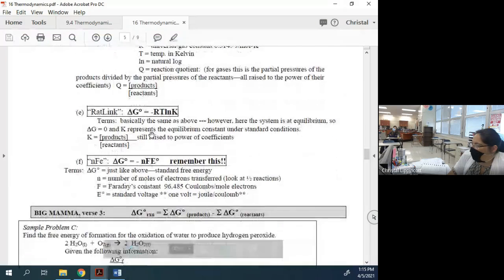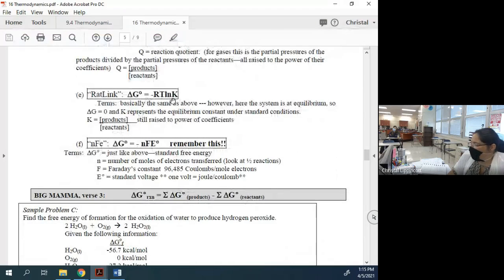This is called RATLink, and that's what I think of when I do this one. This one is on your AP sheet here, fourth from the bottom on this side. It is delta G prime, so that means it's at standard conditions, which means your T value is going to be 298, minus R, but again, we've got to divide that R by 1,000, times the natural log of K, your equilibrium constant.